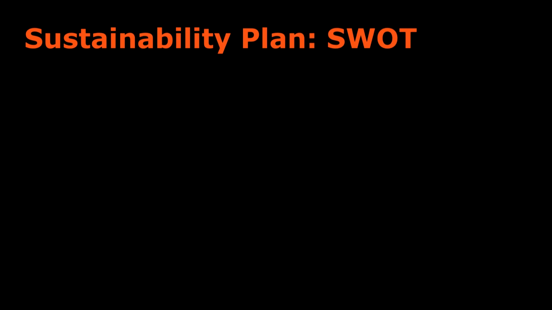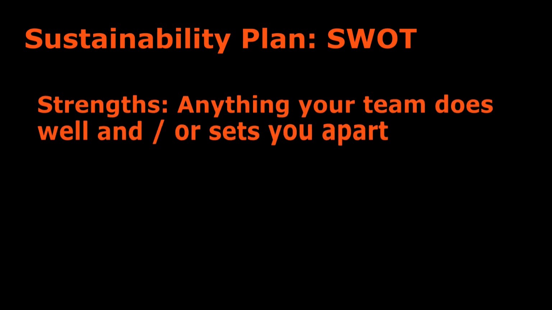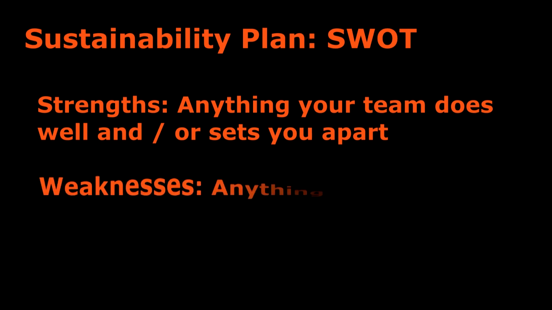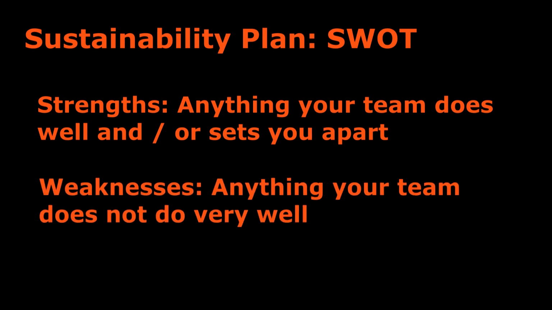Next is the SWOT analysis. To conduct a SWOT analysis, you need to brainstorm what your team's strengths, weaknesses, opportunities, and threats are. Strengths are anything that your team does well or sets you apart from other teams. Common strengths are sponsors, size of your team, and growth. Weaknesses are sometimes a little hard to separate from threats. Weaknesses are just anything that your team doesn't do very well, but don't necessarily threaten your existence as a team.